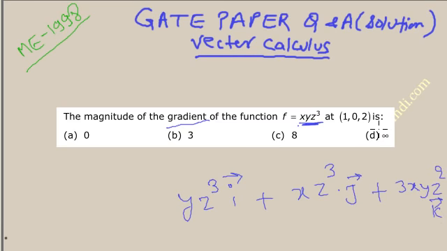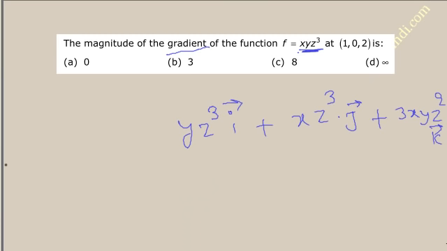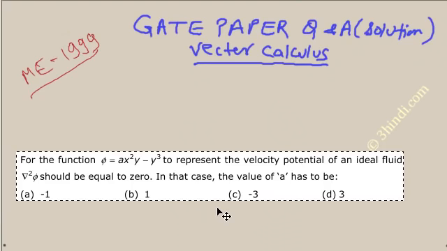So if you put the point 1, 0, 2 here, y is 0, so these two both become 0, so only this will be valid. So the result is x you put 1 and for z, 2 cube, that means 8j. So grad f is 8j, so the magnitude is 8, so C is the correct answer. This is the GATE 99 question.